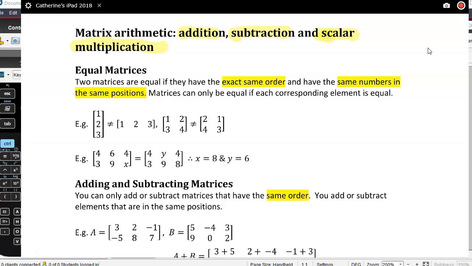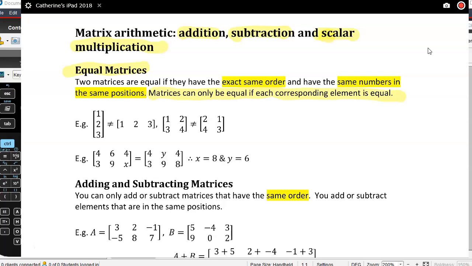Okay, so first thing you really need to be aware of, that equal matrices. Two matrices are equal if they have the exact same order. So that means that size must be exactly the same. Not only do they have to have the same order, they have to have the same numbers in the same positions. So all the elements have to be the same. So a matrix can only be equal if each corresponding element is equal.